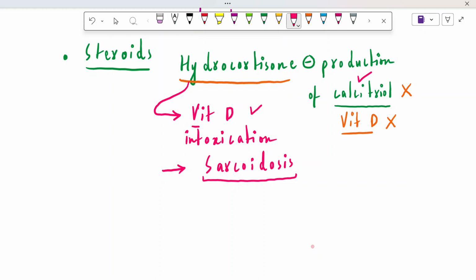And vitamin D intoxication can occur in gym users because they take a lot of vitamin D supplements, so their blood levels of vitamin D shoot up. That's why we need to give them hydrocortisone to inhibit the production of calcitriol. In turn, hydrocortisone can also be beneficial in case of hypercalcemia.